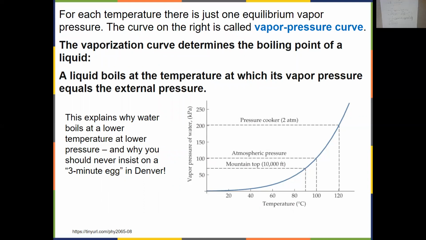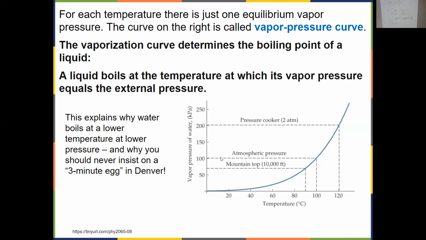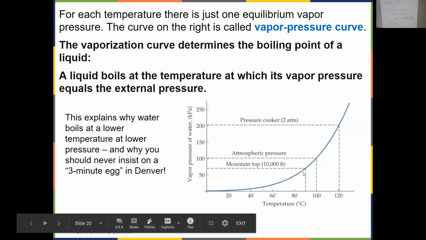So depending on what atmospheric pressure you are at, the vapor pressure of water will be different. So if you are at sea level, then the atmospheric pressure is 1 atm, or 1 atmosphere pressure, which is slightly above 100,000 pascal, okay? So at that pressure, the water boils at 100 degrees Celsius, okay? If the surrounding pressure changes, for example, at a mountaintop where the atmospheric pressure decreases, or the pressure of the air decreases, okay?